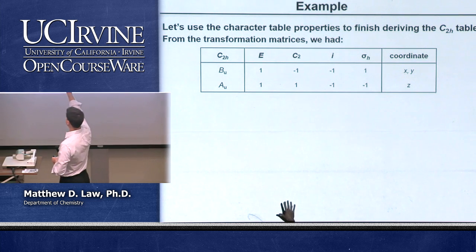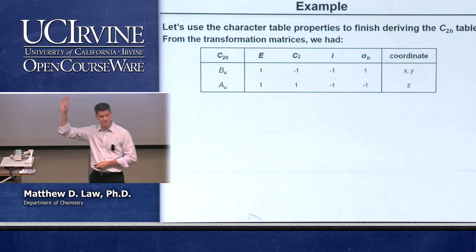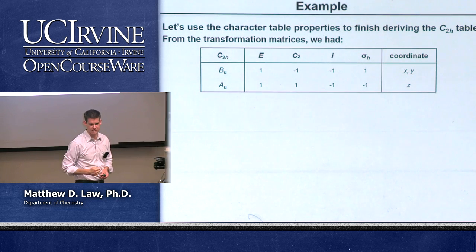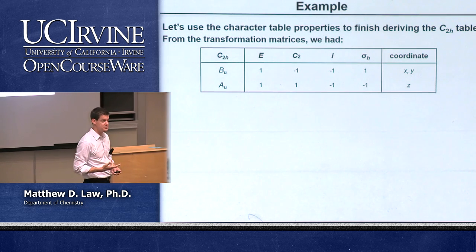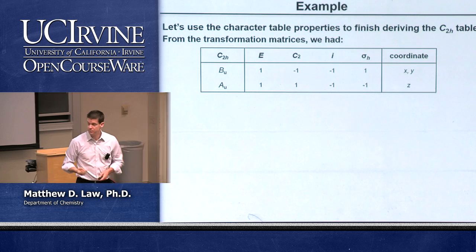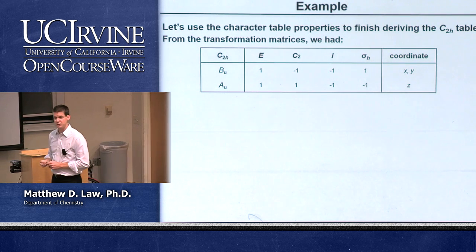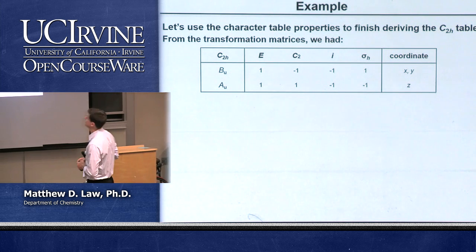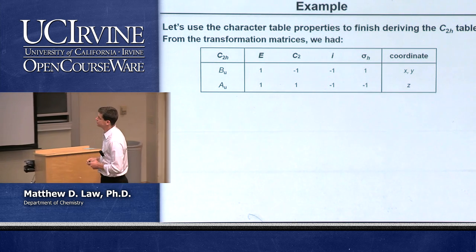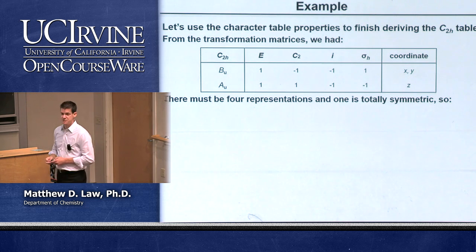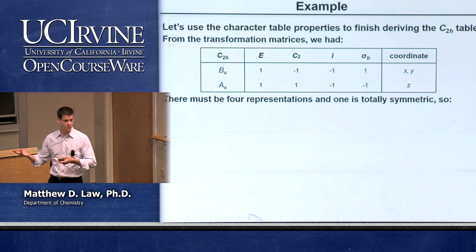What we ended up with last time, just based on transformation matrices, is we had two irreducible representations that we were able to generate. But we know from the rules of character tables there must be two more, because we have 4 different symmetry operations or symmetry classes. So we're missing 2 irreducible representations. How do we find them? Well, we know there must be 4, and we know that 1 is totally symmetric. So immediately what we find is one of them, right?